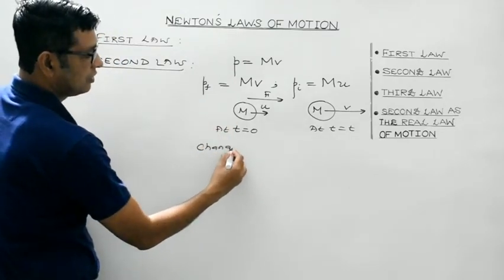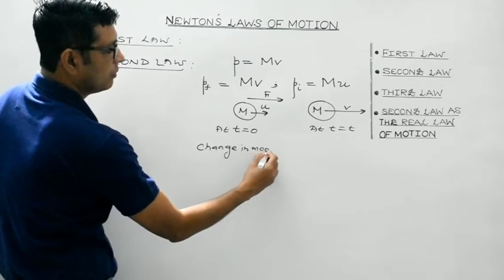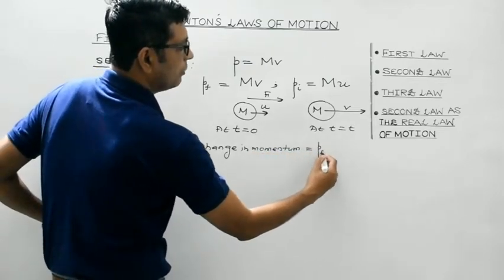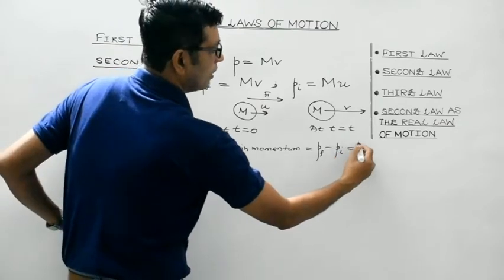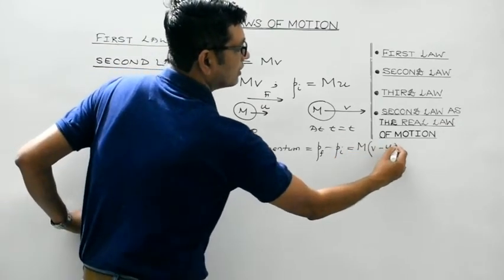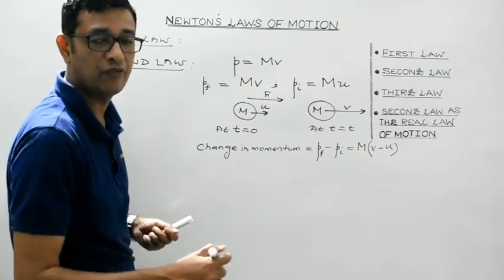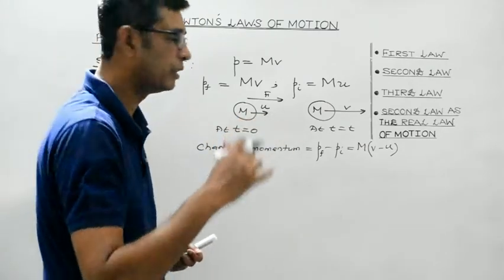So change in momentum. We have discussed change in momentum. Change is always final minus initial. So it will be equal to Pf minus Pi. So m is common, it will give us m(v minus u). Am I clear, students? So it is the change in the momentum: final momentum of the body minus initial momentum of the body.